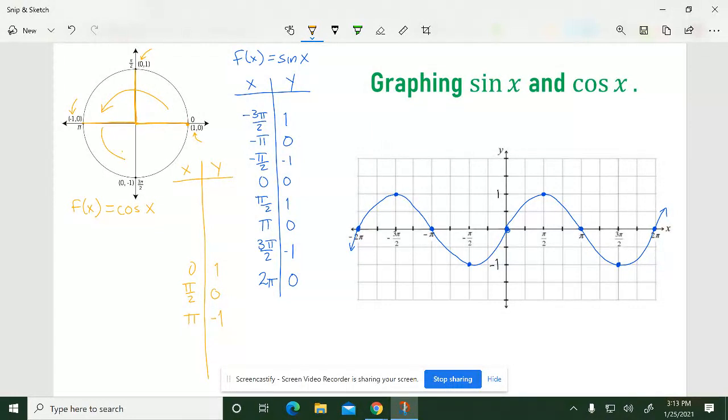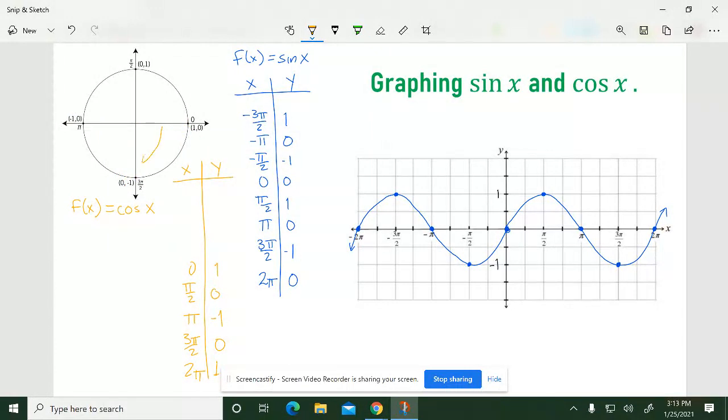3 pi over 2 takes us to the bottom of the graph. The cosine here is 0 again. And when we go to 2 pi, we're back to where we started. We're all the way around to where the cosine was 1. So you'll see we have the exact same numbers we had for sine. It's just the y's are lining up with different x's. Let's go ahead and go backwards around the circle, go negative and get a few of those.